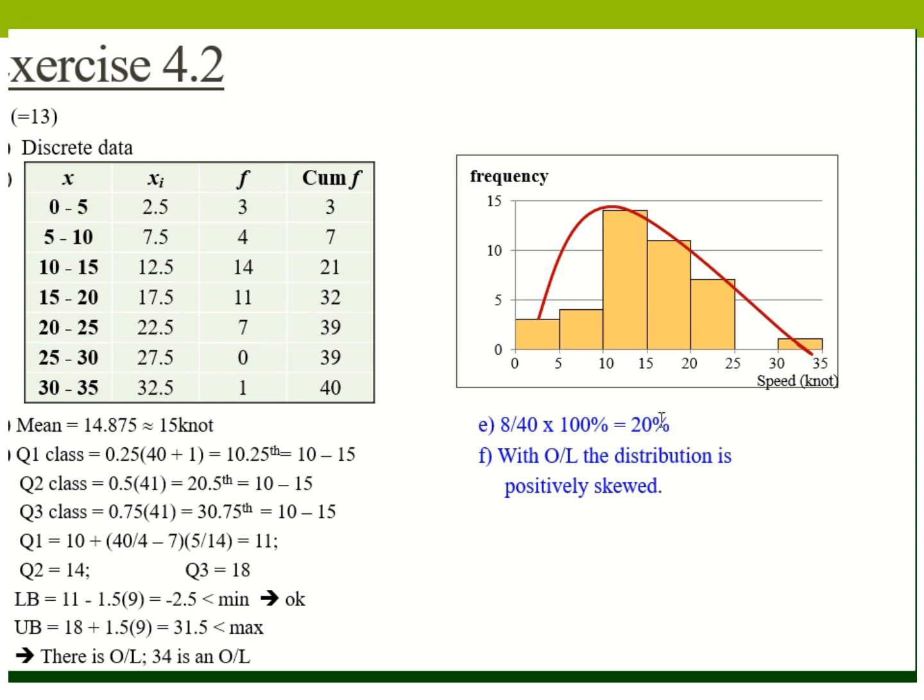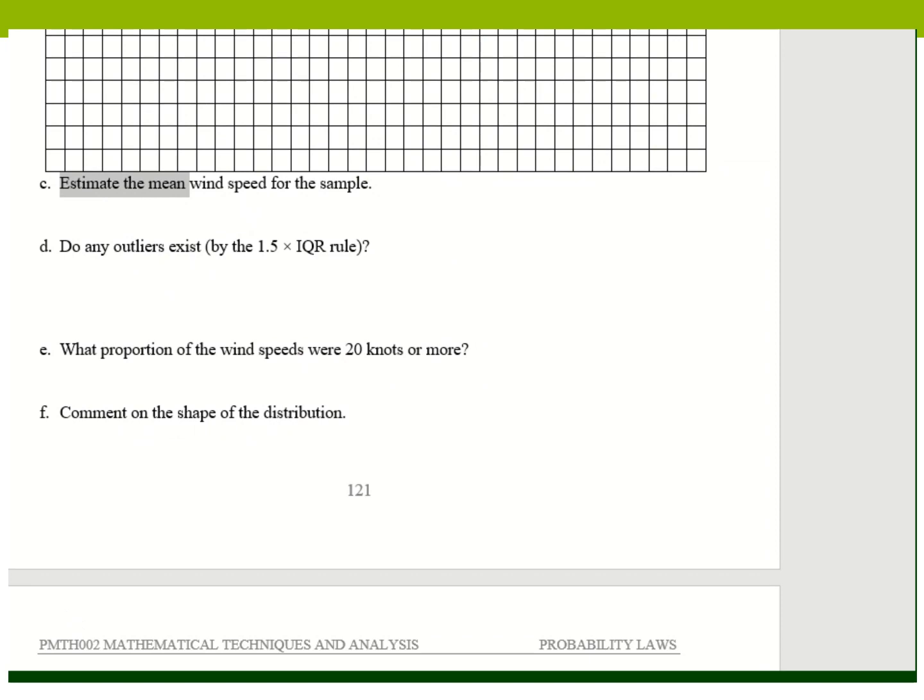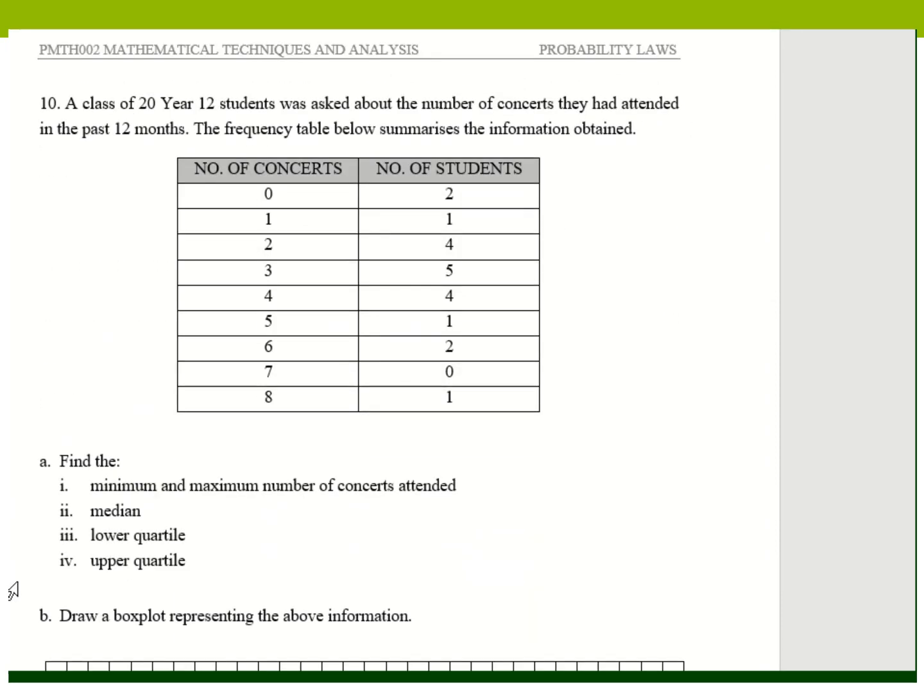Okay, now they ask you to comment on the shape of the distribution with the outlier. If you look at this, it is positively skewed, where 75%, make sure you complete the whole comment, 75 percent of the data lies within what and what.